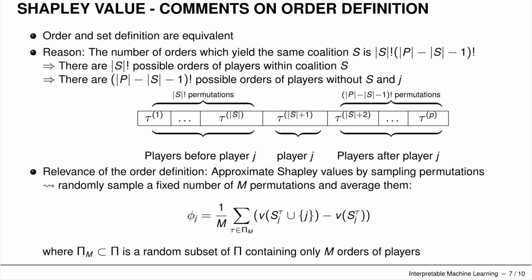So the advantage of the order definition is if we do approximate Shapley values, we will see later how that works, we'll sample permutations. So we won't take all of them, because if you have many players, there are just too many to calculate in realistic time. So you just take random samples of that. And for that, you need to randomly sample from the orders. So now you create a fixed number of m permutations. So you randomly sample them. It's a subset of all possible permutations. And you just calculate the Shapley values for those, because that's faster.